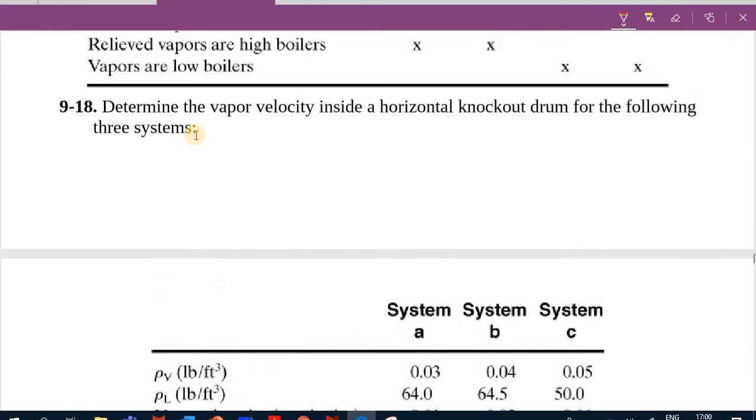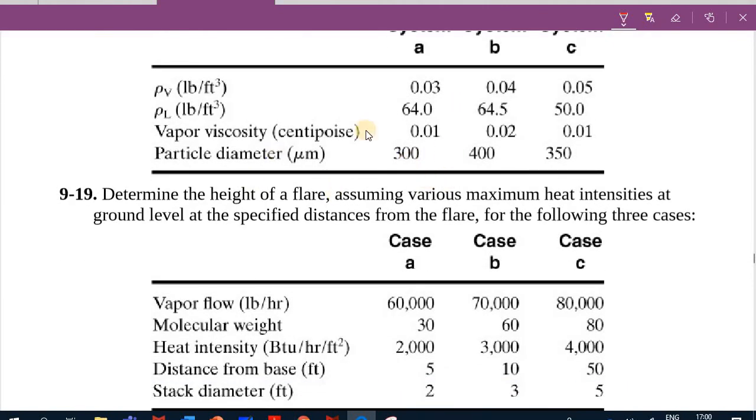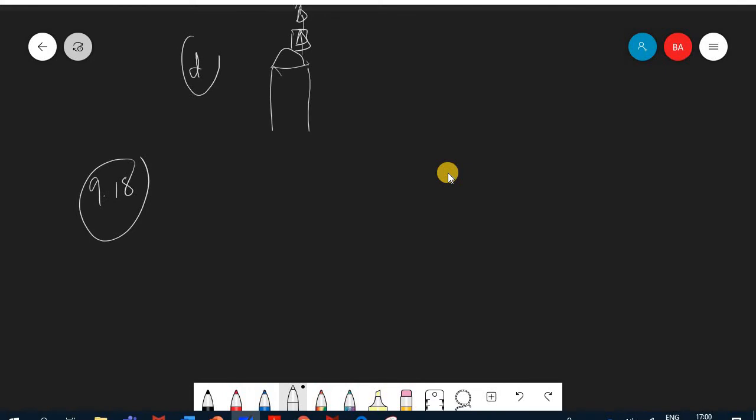So in here, as you said, it is straightforward, but it's fine to do it together. Determine the vapor velocity inside a horizontal knockout drum for the following three systems. So we have three systems. It's enough to do one now. So what do we have? We have a knockout drum, and these are the information given to us.